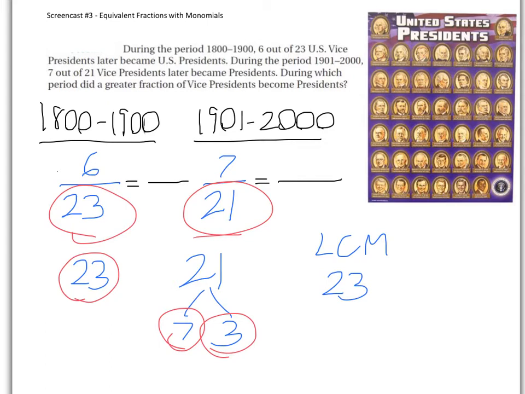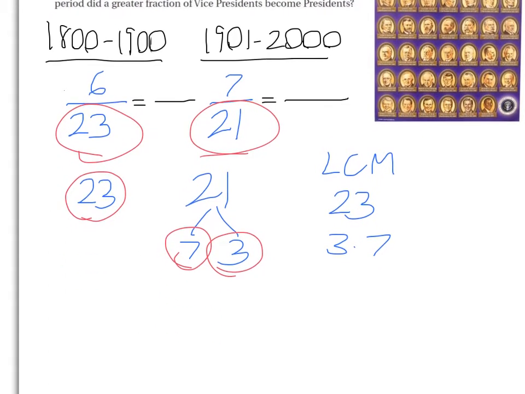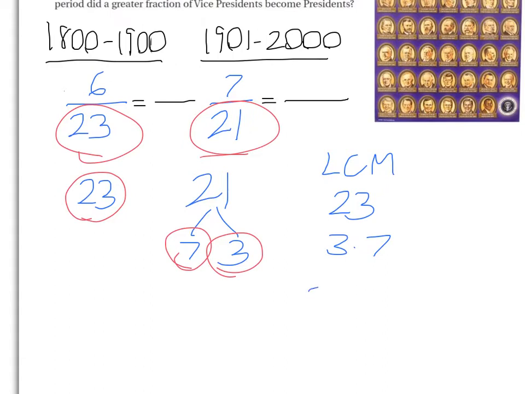But 21, if we explode it out, is 3 times 7. Now notice that there's nothing here to circle. There's no common primes. That's right. So all we have are leftovers. And remember what we do with leftovers? That's right, we multiply them all together. So our leftovers are, in order, 3 times 7 times 23 in order to get our LCM. So 3 times 7 is 21, and 21 times 23, confirm this with me, is 483. Which means our new denominators must each be 483.